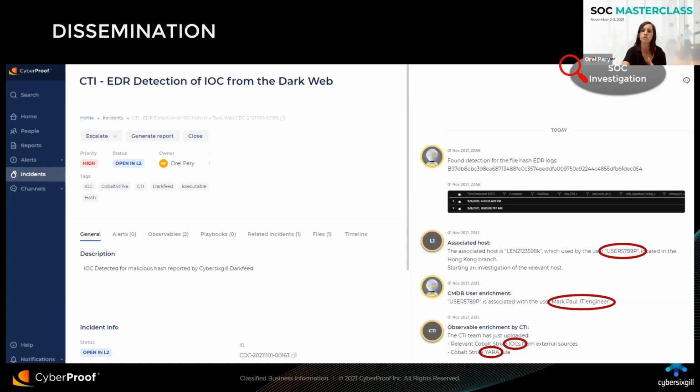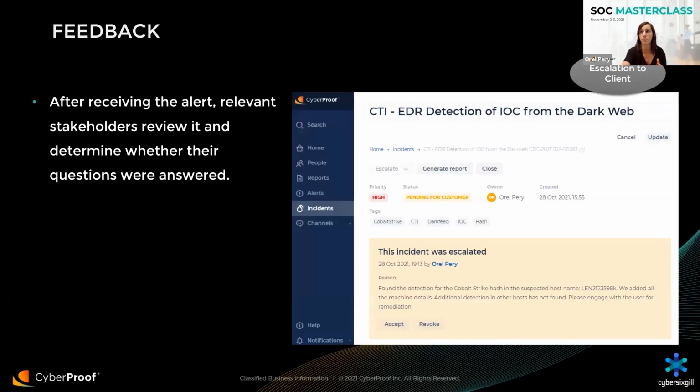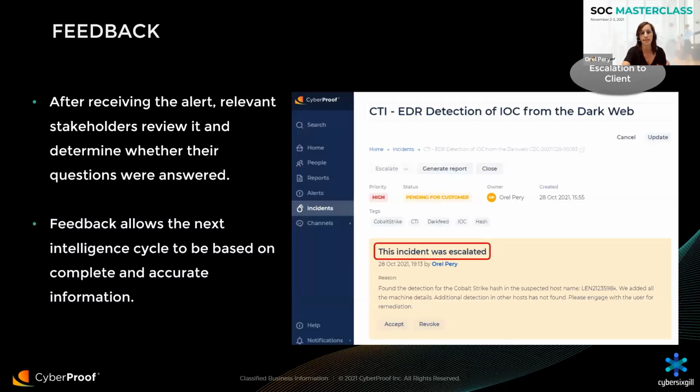And this is the time to do the escalation, okay? So right now, we are moving to the last phase of the intelligence cycle, which is the feedback, which is also super important, where we can do incident escalation for verification and full remediation by the client itself. The feedback that we will receive from the client allows the next intelligence cycle to be based on complete and accurate information. This helps us to continue improving and to be more accurate in our intelligence reporting.